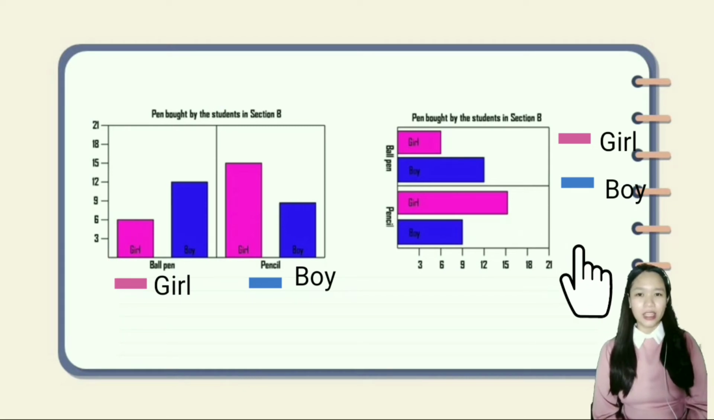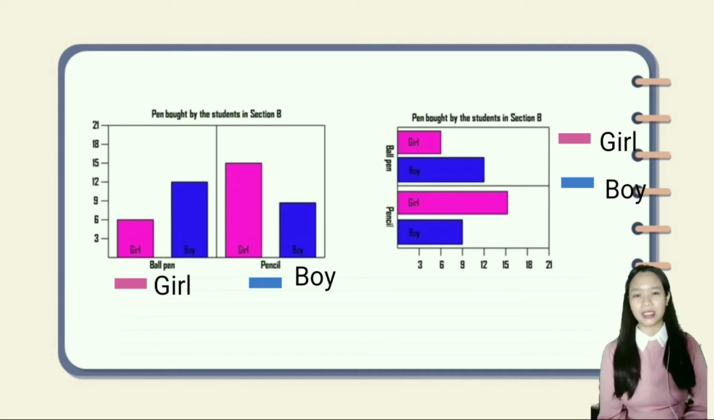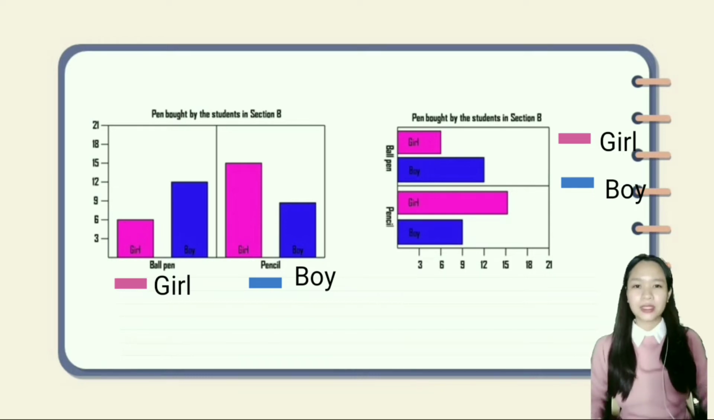Next, in a double horizontal bar graph, what does the vertical axis represent? Right, it represents the pen. How about the horizontal axis? Correct, the number of students.